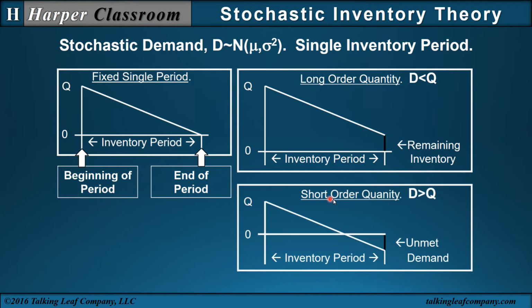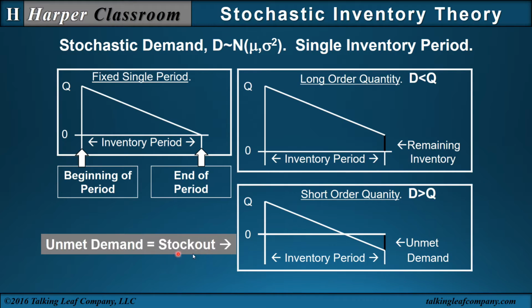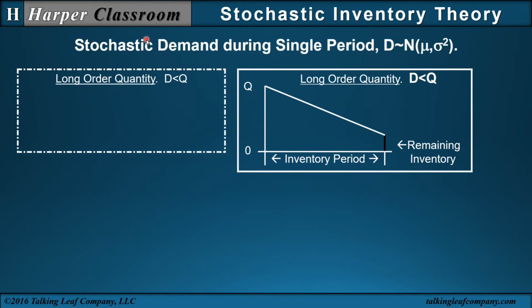The second thing is a short order quantity, where our demand is greater than our lot size Q. We haven't ordered enough. So during this inventory period, we've run out of inventory when we have demand, and that's unmet demand, and that's costly. But unmet demand is referred to as stock out. So now let's define some terms.